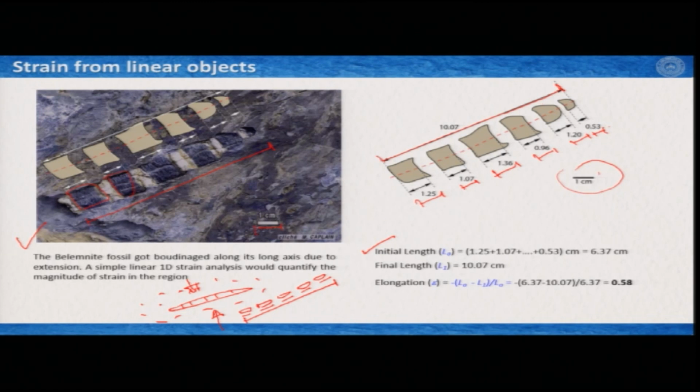In this image, the initial length is 6.37 centimeter and the final length is 10.07 centimeter. Using the formula of elongation, which is this one, we can calculate the elongation of this belemnite and also the surrounding rocks, which is 0.58. So this is how you get the linear strain of an area if you have an object like this.